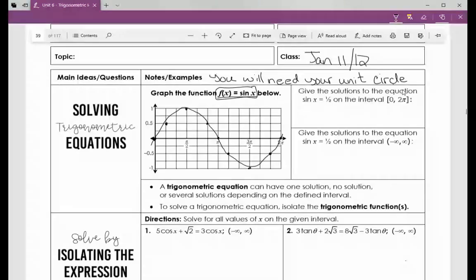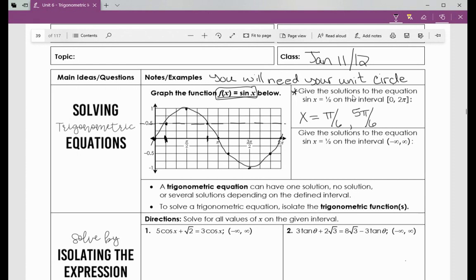So on this particular example over here to the right, it says give the solution to the equation sine x equals 1/2 on the interval. Okay, so my y value is 1/2. So I'm going to go here because that's where y is 1/2. So my x value is going to be here and here. Those are the two places where, when you look at this graph, the sine x value has a y value of 1/2. So that would be at pi over 6 and at 5 pi over 6.